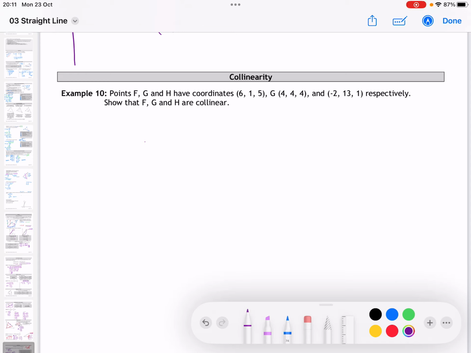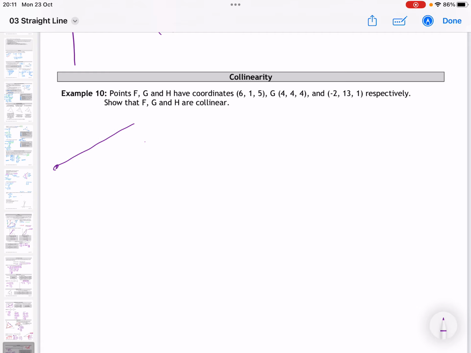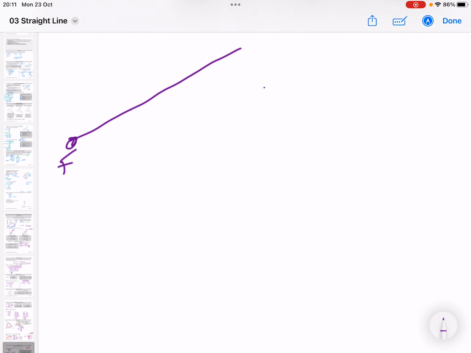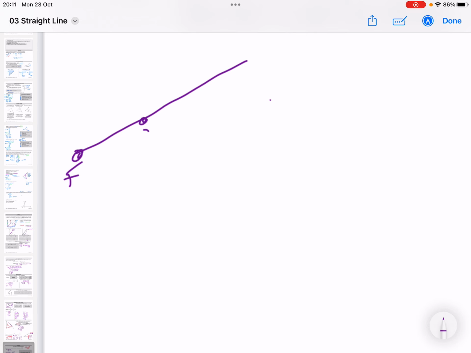Collinearity. Collinearity is proving that points lie on the same line. Now, when it's 2D coordinates, we can prove that they lie on the same line using gradients. However, when it's vectors, we need to use components. And what we are essentially showing is that F, G, and H lie on the same line.